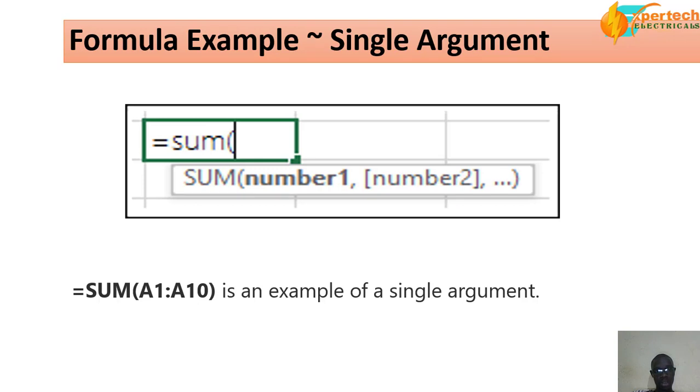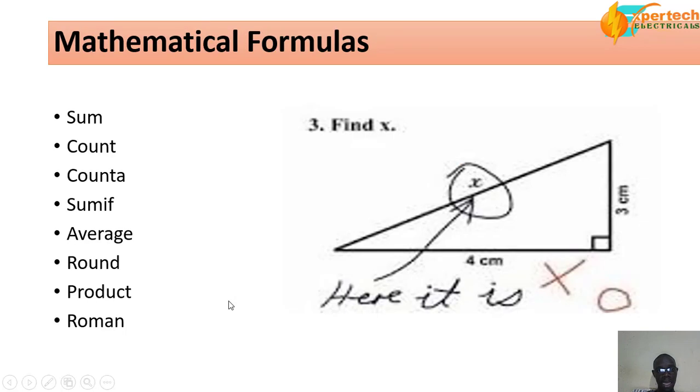So let us look at a formula example that is a single argument. If you want a formula of summation, then we can take summation into this, which is a number followed by a number, meaning that's a group of data that you want to sum. That is an example of a single argument.